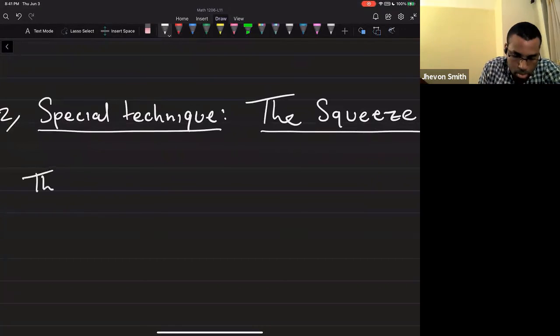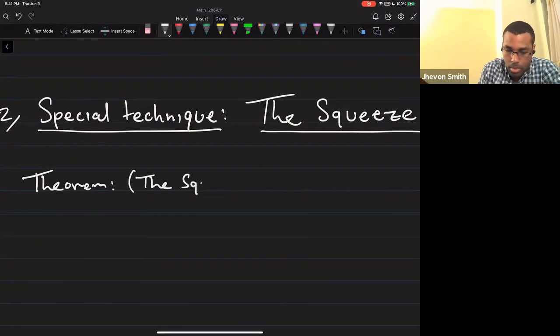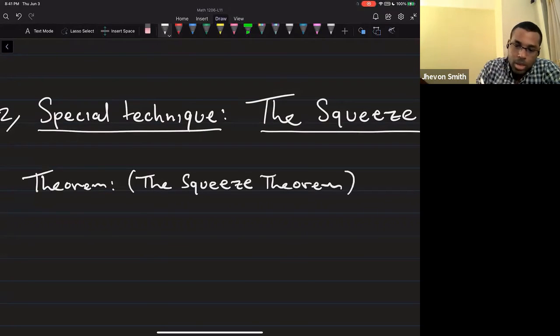So, theorem, it's called the Squeeze Theorem. Very rarely you might hear people call it the sandwich theorem because you're sandwiching between 2 things, but I think Squeeze Theorem is far more common.